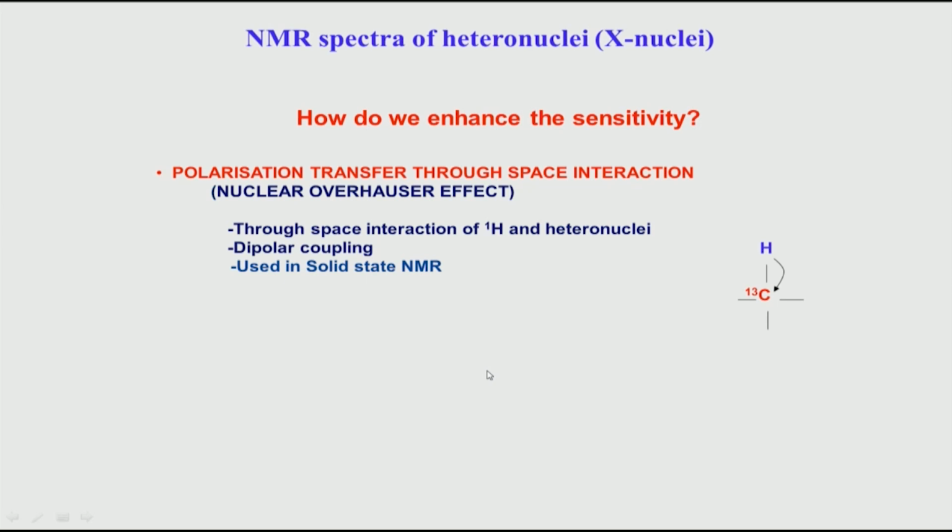So, what are the different ways we can transfer this polarization? This is shown here as a scheme, again in words. Polarization transfers can happen through space interaction. You can look at this picture here, we are trying to achieve a transfer from hydrogen to carbon. Let us say we have a molecule like this, where hydrogen is directly bonded to carbon. So, these two are very close in space, typically one bond length.